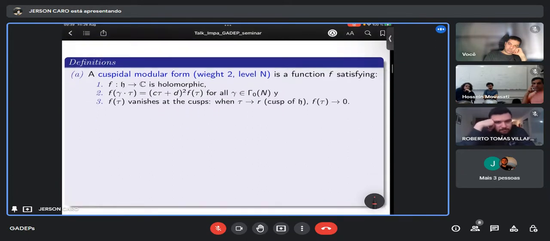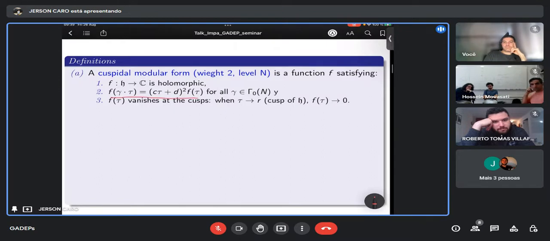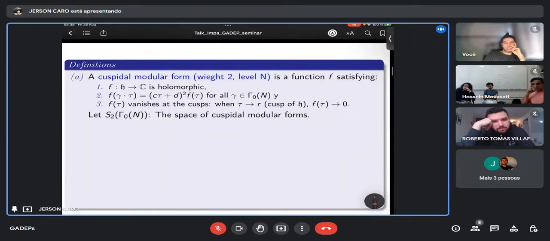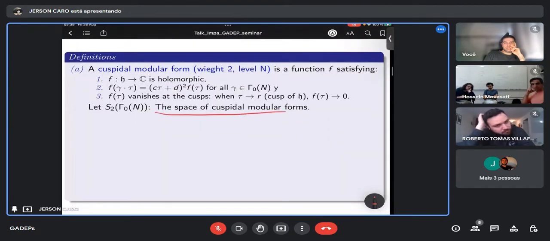And these are the three conditions that f has to satisfy. The first one is holomorphic, this relation, and also that it vanishes at the cusp. Okay, the thing is that the space of all of those functions is a finite dimension space. Yeah, the dimension is just the genus of X0(N). This is the dimension because it's the dimension of the holomorphic differentials.